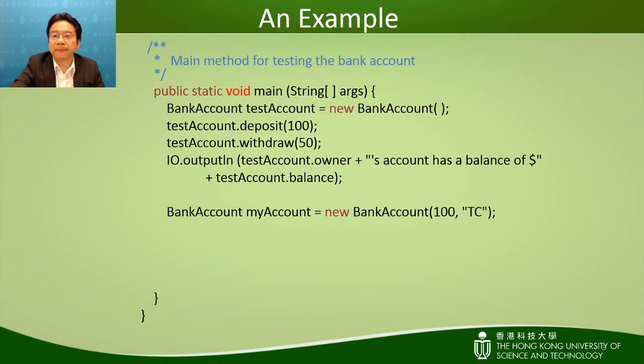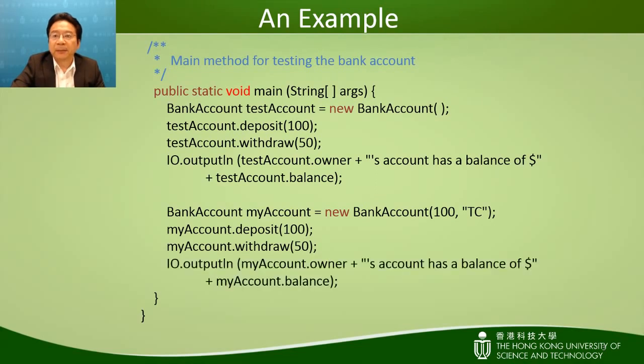Notice that TC is put inside a pair of double quotes because the second parameter is expecting a character string. Similar to before, a deposit of $100 is made, but this time to my account instead of test account. A withdrawal of $50 is also made to my account. The resulting balance for my account is then output using the same print statement, similar to before. So this is the end of the entire program. Let's take a look at the actual execution of the program.